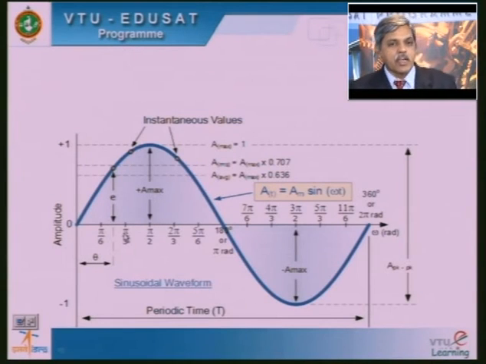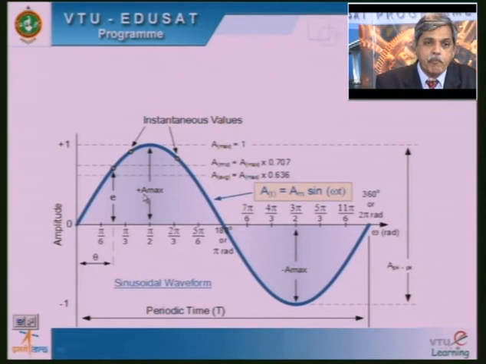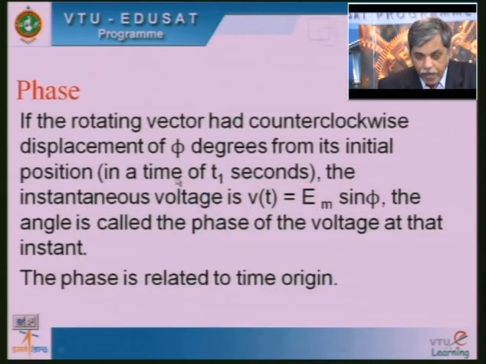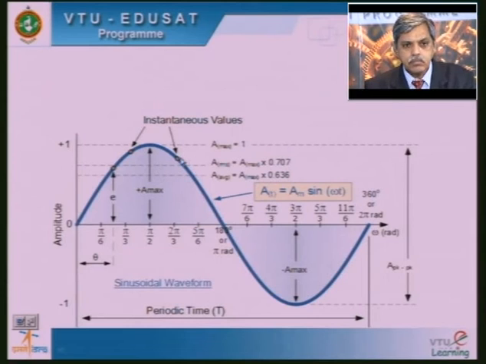Here is another waveform which represents a generated sinusoidal wave. I have taken a periodic time T, and drawn one cycle. All these small circles represent the instantaneous values at different positions. At θ equal to 0, I have the instantaneous value e. At π/2, I have the maximum amplitude, plus A. At 2π/3, the voltage is reduced from the maximum value.